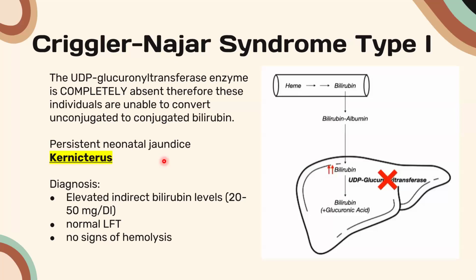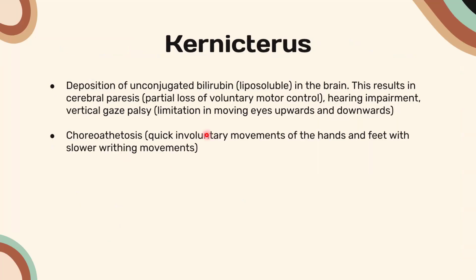If you recall, physiologic jaundice usually resolves by itself around the 8th day. But in these neonates, it's not going to go away. And so you're going to figure out that there might be an underlying pathology. There's also something called kernicterus. Kernicterus is basically when the unconjugated bilirubin goes and starts depositing inside the brain.